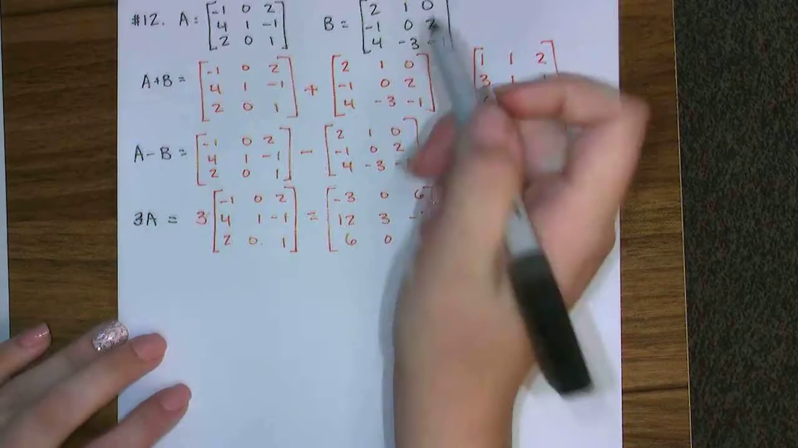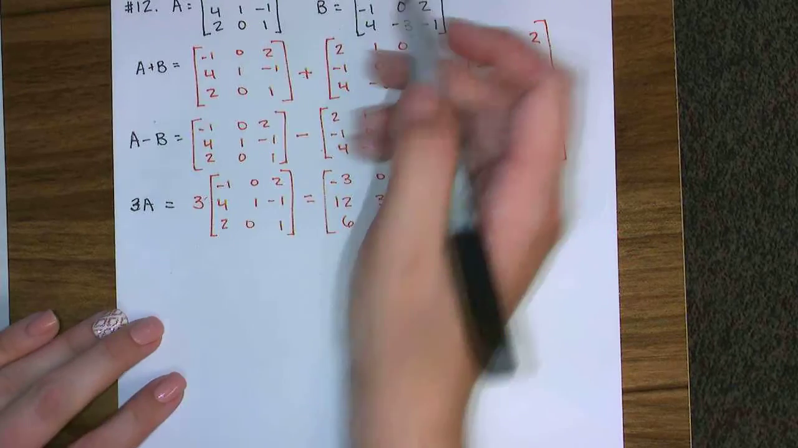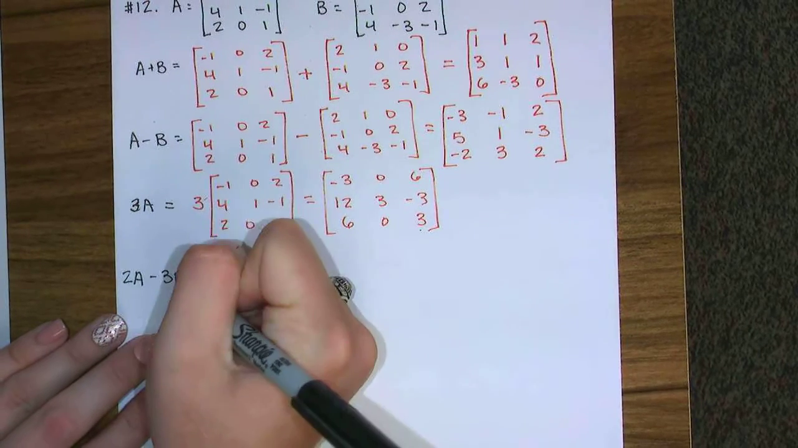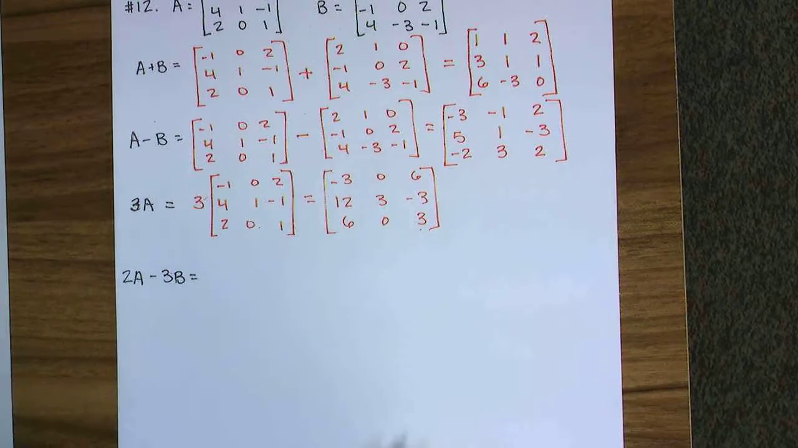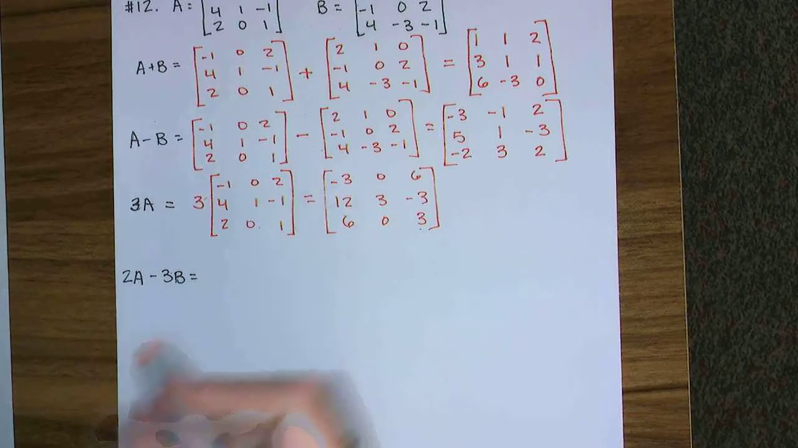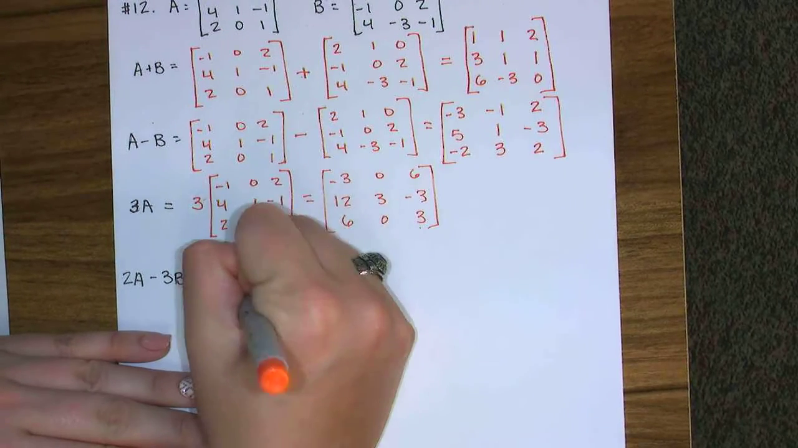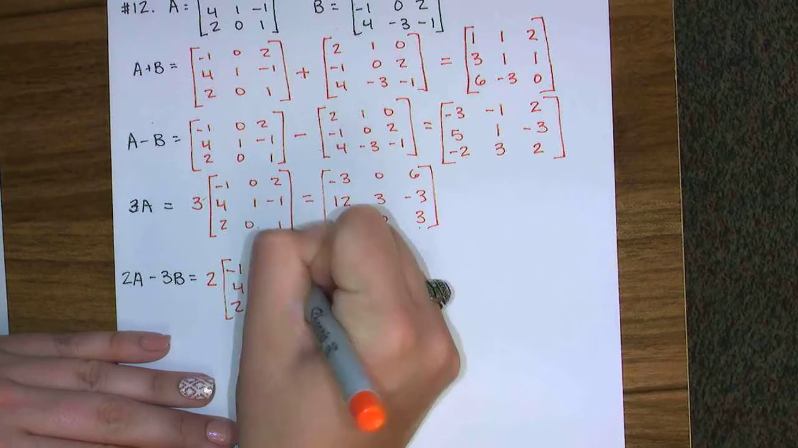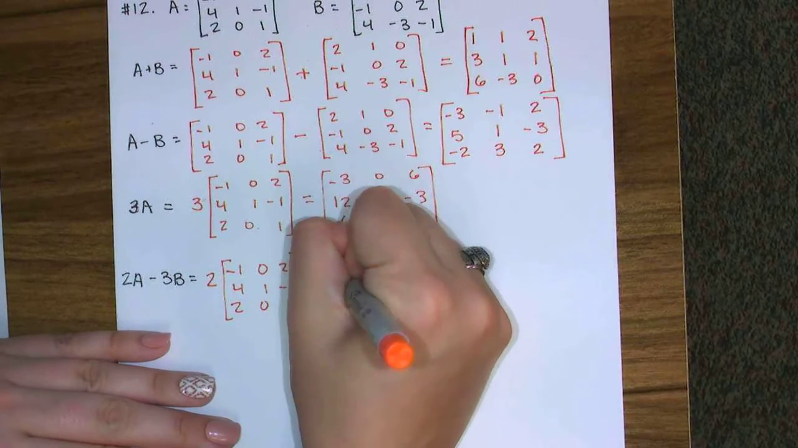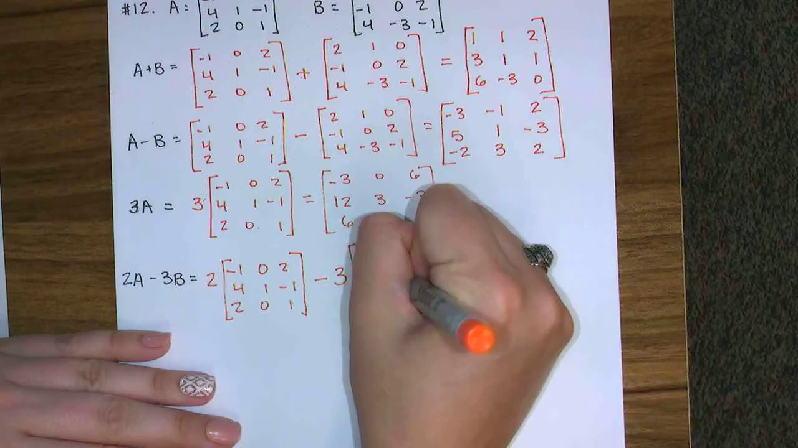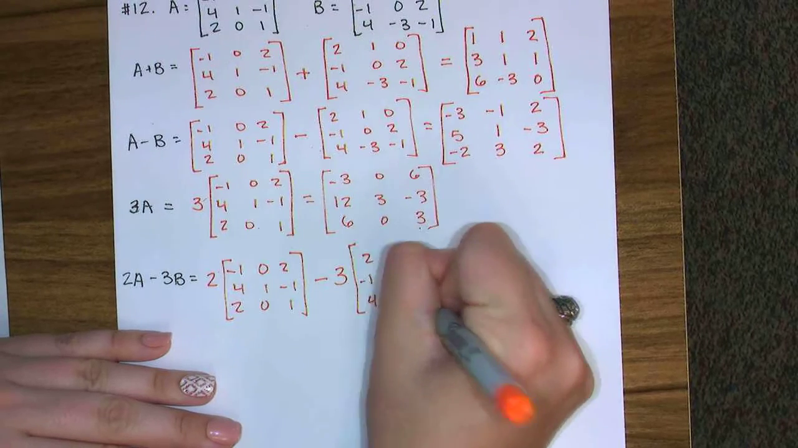And lastly, we have 2A minus 3B. So we've got to set this one up. This one I'm going to end up writing underneath for the sake of space. So 2 times matrix A is negative 1, 0, 2, 4, 1, negative 1, and 2, 0, 1. Now minus 3 times matrix B is 2, 1, 0, negative 1, 0, 2, 4, negative 3, negative 1.